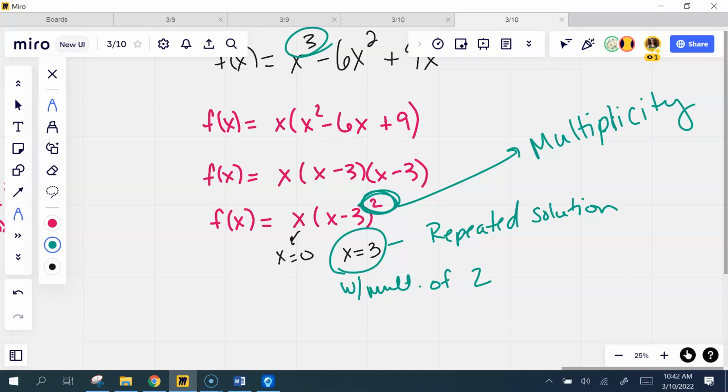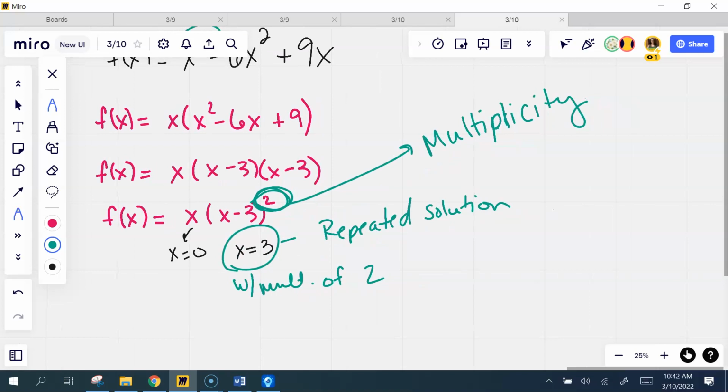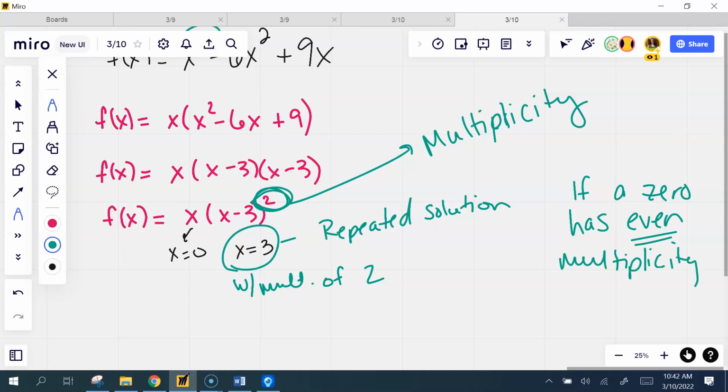So now you might be saying, well, that's all well and good, but what in the world difference does it make? And it actually makes a big difference, and here is why. If a zero has even multiplicity, and I don't even know if this is on your sheet. So I actually skipped down to that second bullet. Let me just show you.